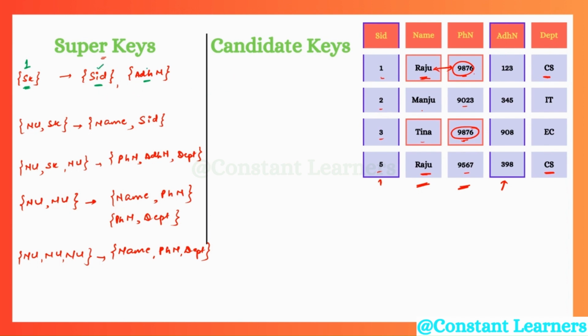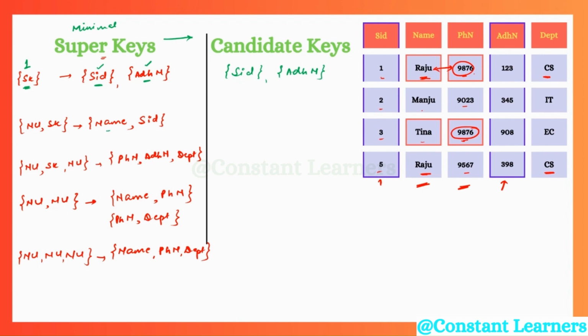Thus, both of them are minimal super keys. And we know that minimal super keys are nothing but candidate keys. Candidate keys are minimal super keys. Thus, both SID and Aadhaar number will be the candidate keys. So, any super key that has a single attribute will definitely become a candidate key also. Alright, any super keys that have only one attribute will also be candidate keys.